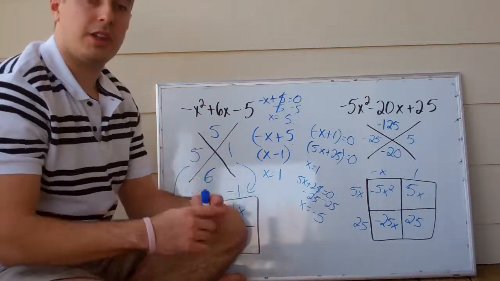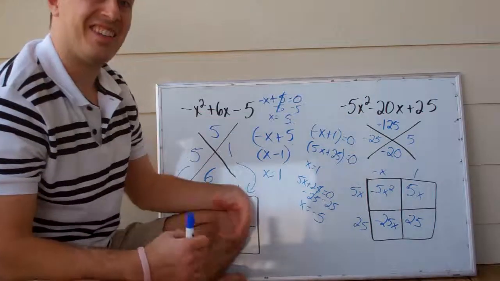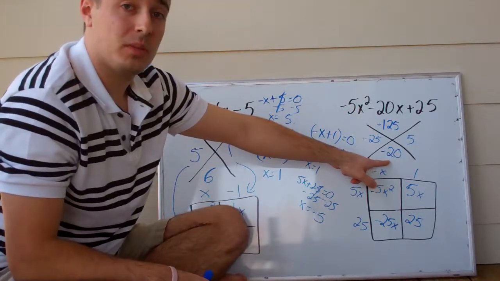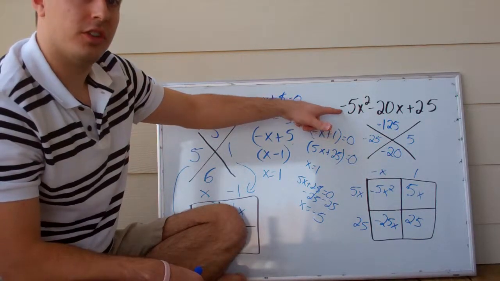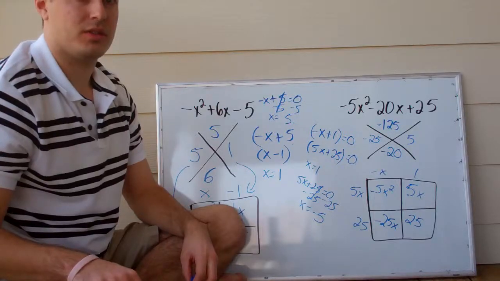Remember, use your X box. The top part is a times c. The bottom one's going to be b. Use this when you have a number in front of your x squared, a coefficient, and it's going to make it 10 times easier for you. Alright.